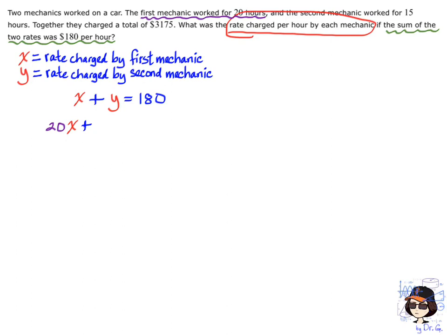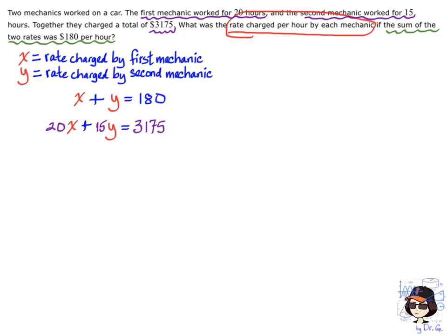The second mechanic, it looks like he only worked 15 hours, and he charged Y dollars per hour. So the total that he charged was 15 times Y. So the first mechanic charged 20 times X, second mechanic charged 15 times Y, and together the total charge was $3,175. So there's our system.